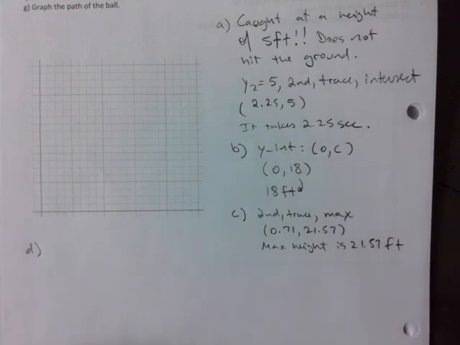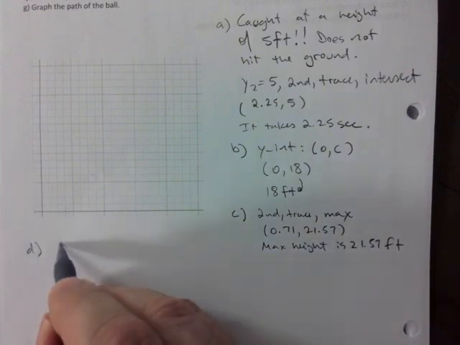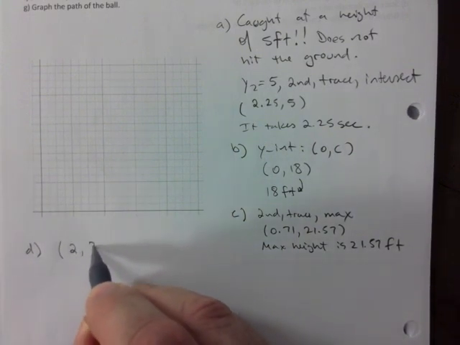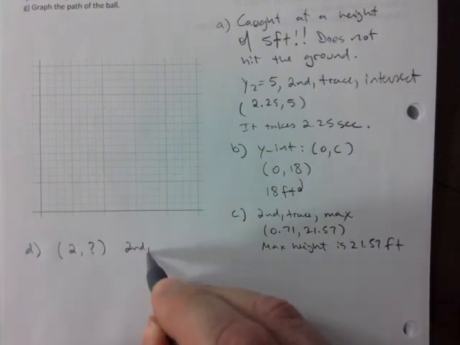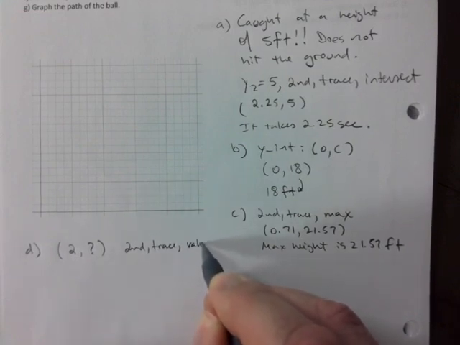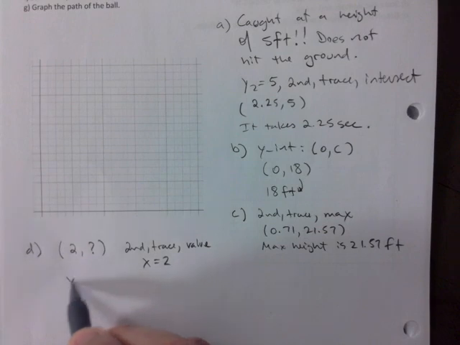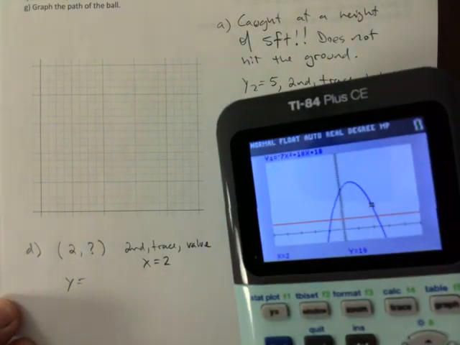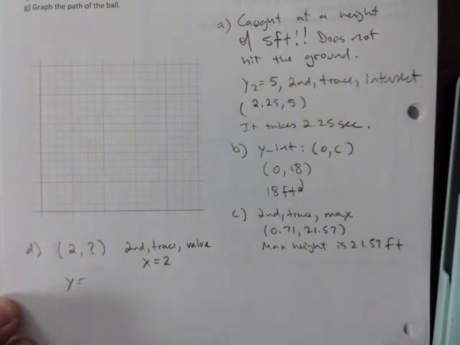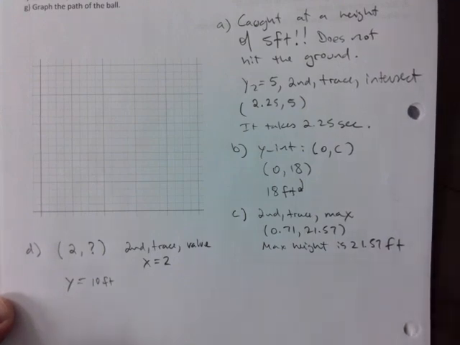D, shifting over. How high is the ball after 2 seconds? Folks, what are they giving you here? Time is 2. What is the height? That's what they're telling you. So we're going to use second, trace, value, x is equal to 2. And there it is. Our height is 10 feet at that point. I usually elaborate a bit more on my answer, but today I'm just going to leave it at that.